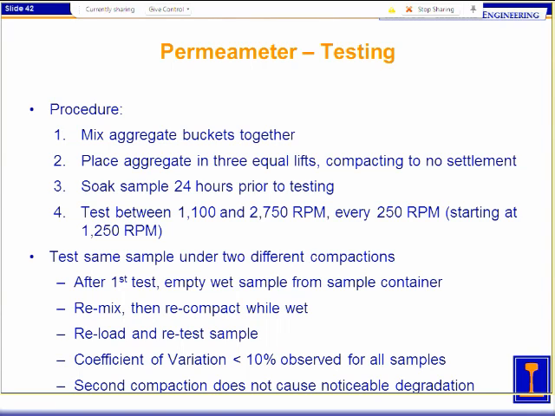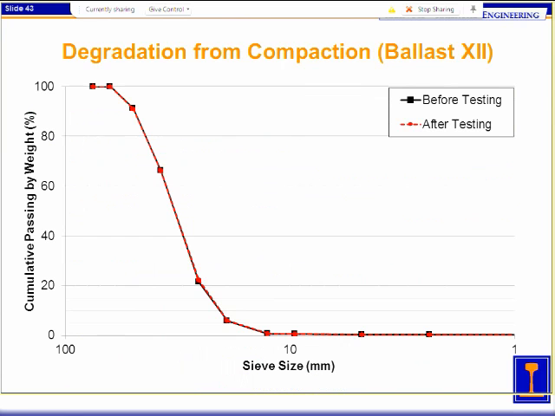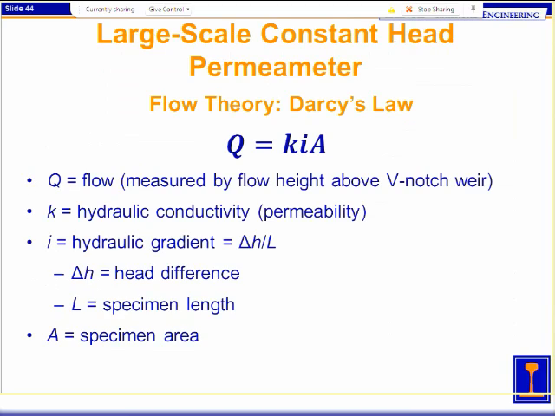And the other thing we want to note is that the second compaction does not cause noticeable degradation in the sample. Here's our proof for that. We've got in red the after testing and the black before. And as you can see, those lines are falling pretty much directly on top of one another. This is also a ballast 12, which if you recall is one of our least durable materials. So if we would have seen any degradation, it would have been with this one.